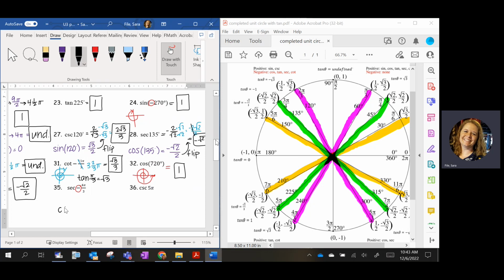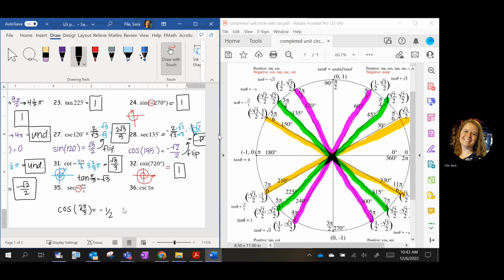secant is the reciprocal of cosine. So I'm going to ask myself, what's cosine at that coterminal angle? Cosine there is -1/2. So what would the reciprocal of that be? -2.